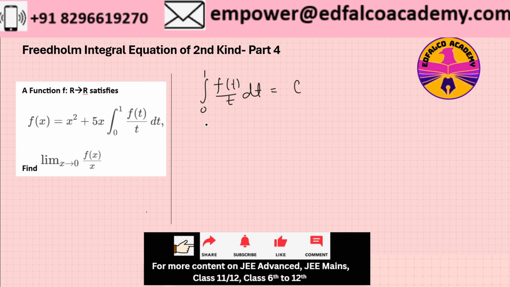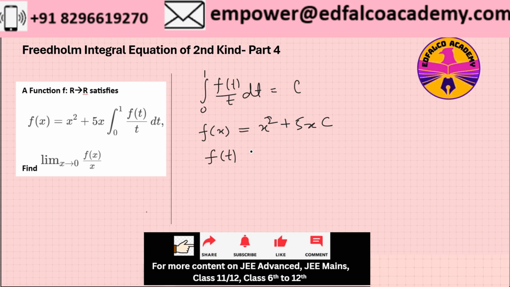The moment we say that, the equation becomes f of x is equal to x square plus 5xc. This was the important step: we assume that the definite integral value is c, and then write the function of x by replacing that definite integral with the value c. Now I can also find f of t by just replacing x with t, which means f of t will become t square plus 5tc.